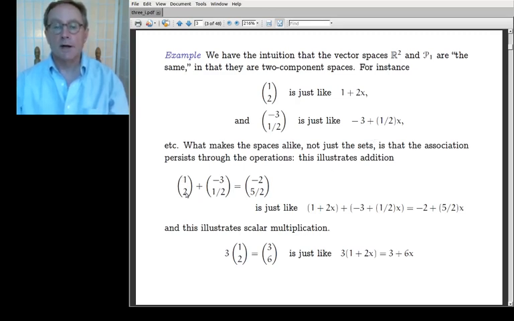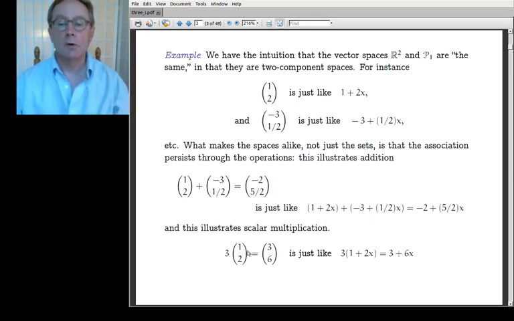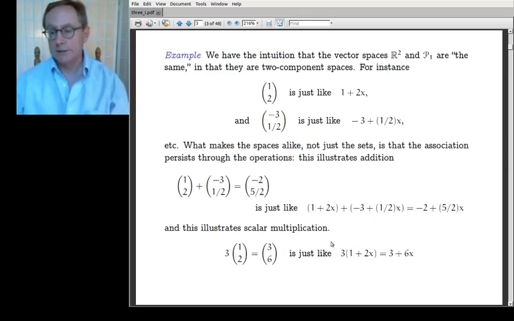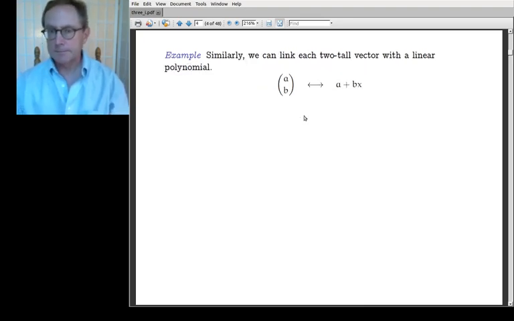So for example, if I take (1, 2) and (-3, 1/2), that's just like 1 plus 2x and -3 plus 1/2 x. And the same thing works for scalar multiplication. If I triple (1, 2), that's the same thing as tripling 1 plus 2x, or at least it's just like tripling 1 plus 2x.